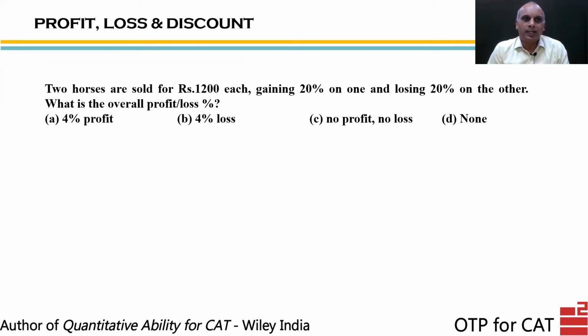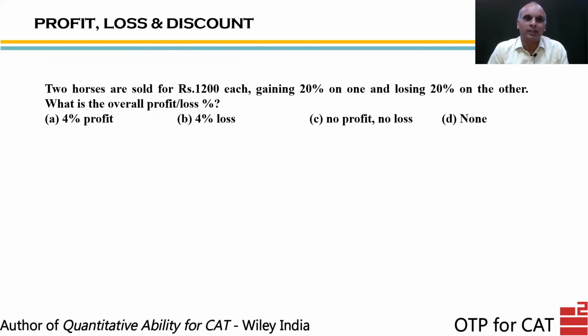In this case, you see that there are two horses being sold for rupees 1200 each. That means 1200 rupees is the SP of each horse. On one, we are having a gain of 20%. On the other, we have a loss of 20%. What is the overall profit or loss percent? Now, I realize that a lot of students feel that since on one we are gaining 20%, on the other we are losing 20%, this is a case of no profit, no loss overall. But there lies the trick.